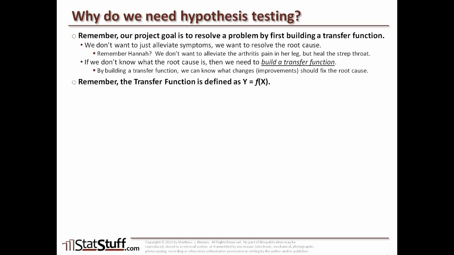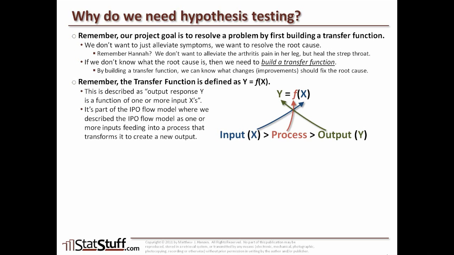Now, if you recall, the transfer function is defined as y equals f of x. That is, the output response of y is a function of one or more input x's. It's part of the IPO flow model that we described before, where we have an input that leads to a process and an output. Well, the y refers to that output. The process piece refers to the function that's applied to an x, the x being the inputs that are part of it. So it's really expressed in the IPO flow model as an equation.